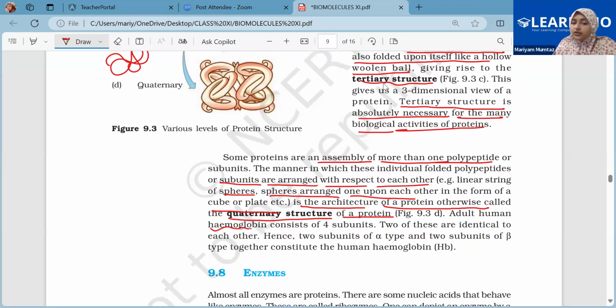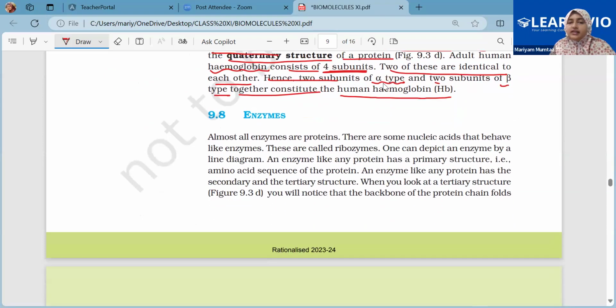Adult human hemoglobin consists of 4 subunits. 2 of these are identical to each other, hence 2 subunits are alpha type and 2 subunits are beta type, together constituting the human hemoglobin. Now, human hemoglobin is a quaternary structure. Enzymes are tertiary structure. Now, talking about the enzymes.